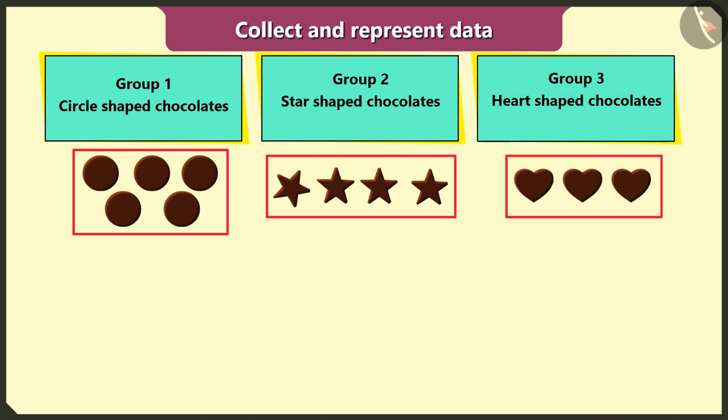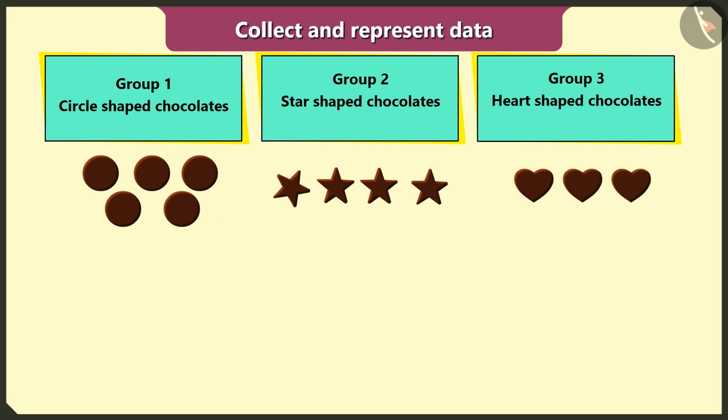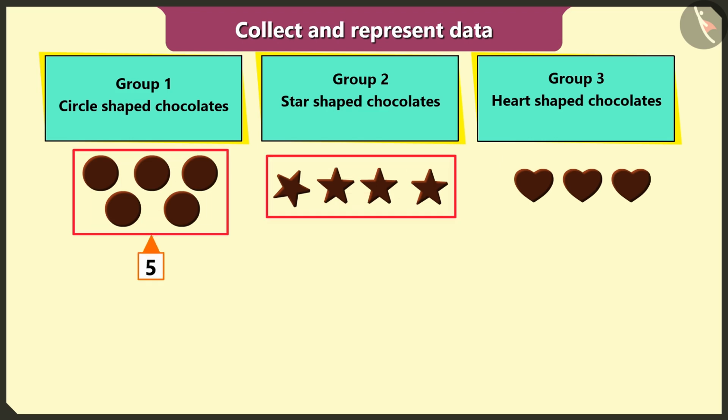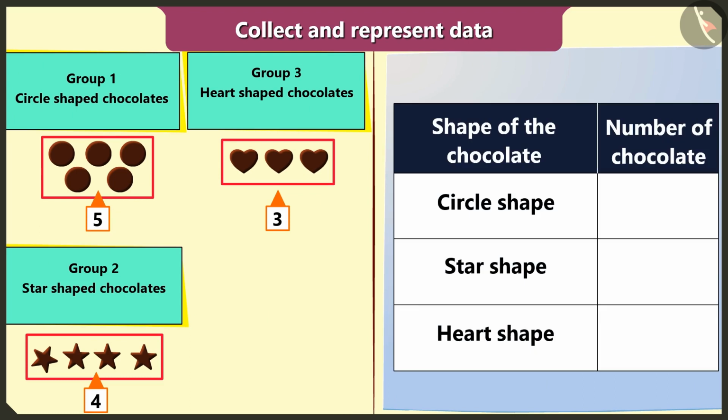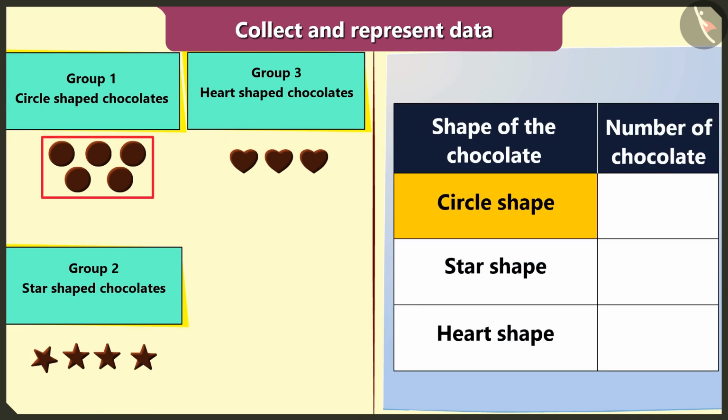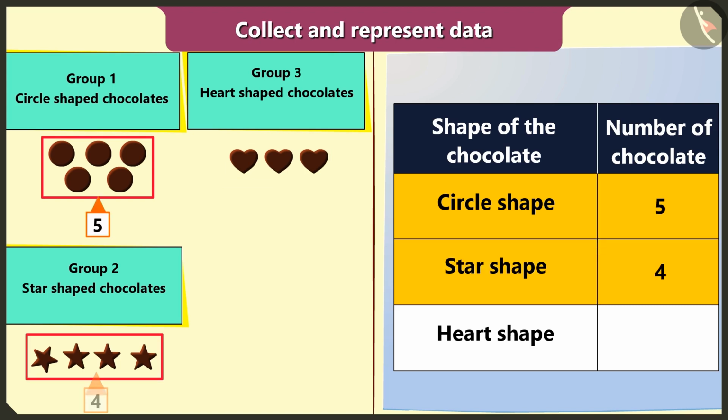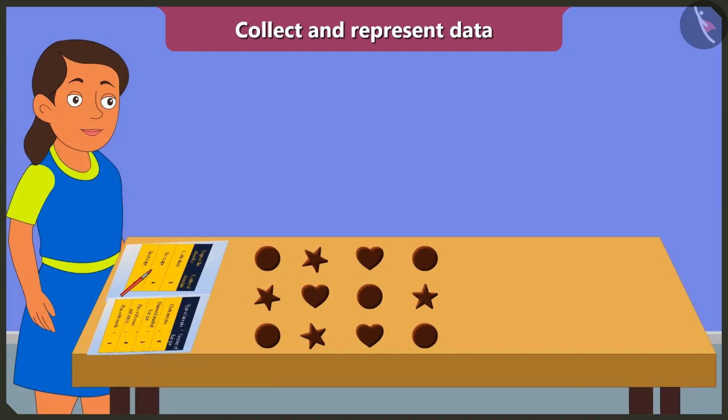Now I will count the chocolates in each group. In the first group, 5 circle-shaped chocolates. In the second group, 4 star-shaped chocolates. And in the third group, there are 3 heart-shaped chocolates. Now I will represent all this data by making a table like this. The number of circle-shaped chocolates is 5. The number of star-shaped chocolates is 4. And the number of heart-shaped chocolates is 3.